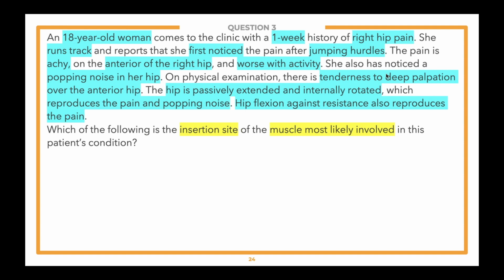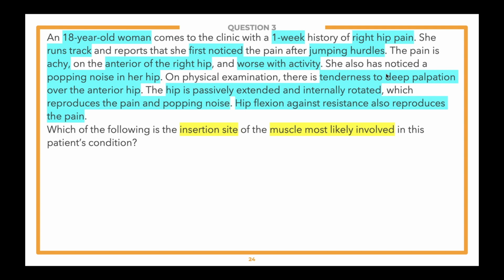Now this question is asking us specifically not just about the muscle involved, but the insertion site of the muscle. So we need to know, one, what muscle is most likely involved based on the presentation, and then two, what is the insertion site of that muscle? So a nice two-step question here.